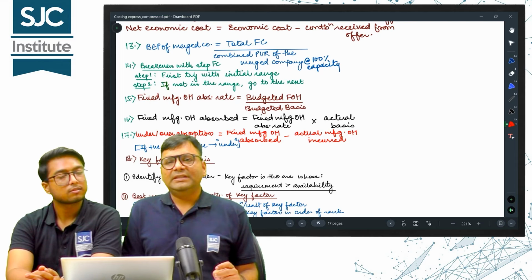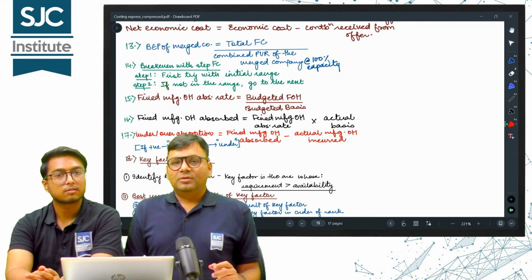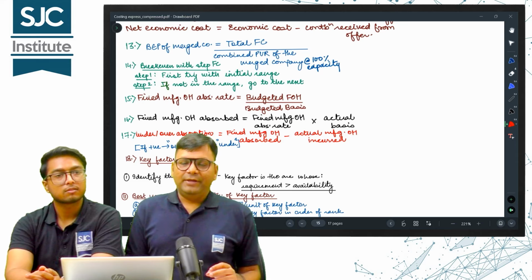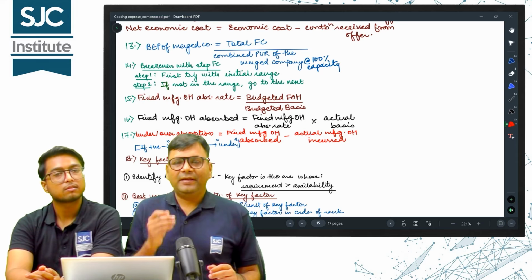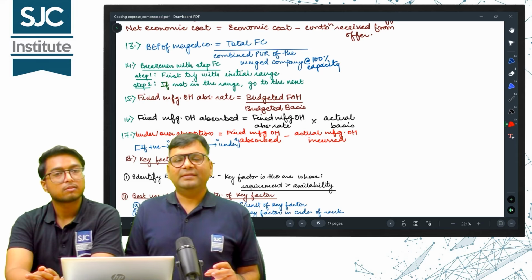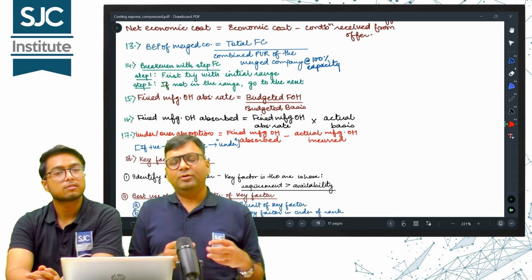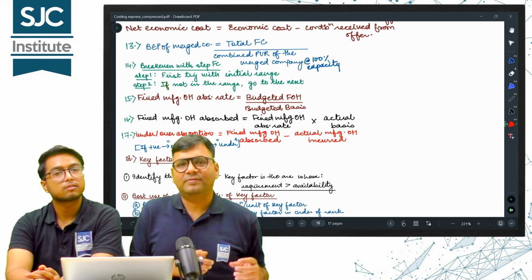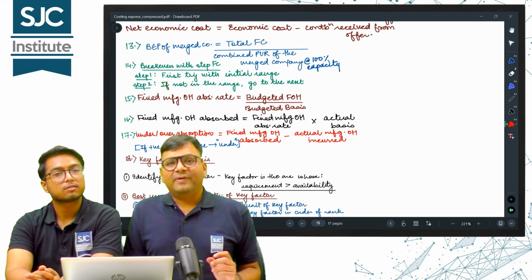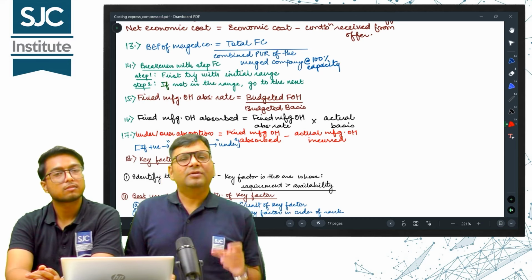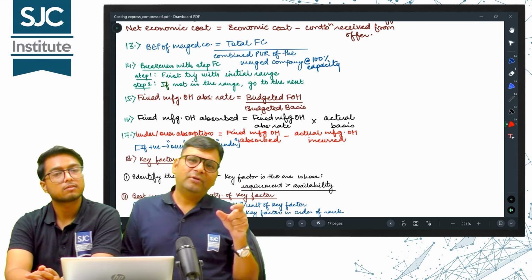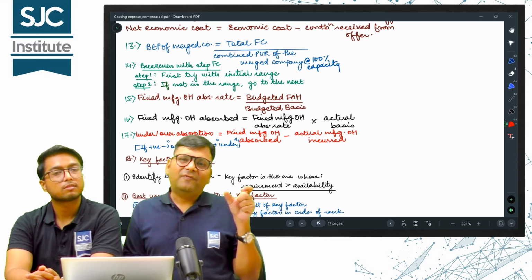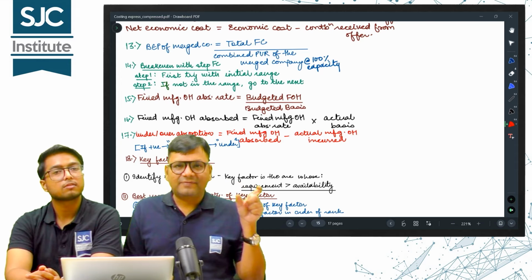First, try with initial range. So when you have a step fixed cost scenario, you will have fixed cost varying according to range. Say it's saying, up to 100 units fixed cost is 1 lakh, more than 100 units fixed cost is 1,50,000. So if you have to find break even, you will first use the initial range, which is up to 100 units, and take its fixed cost and find the break even using this fixed cost.